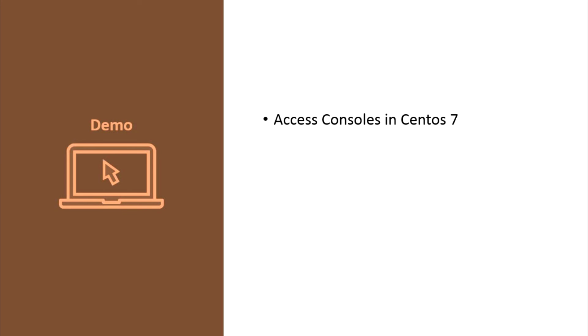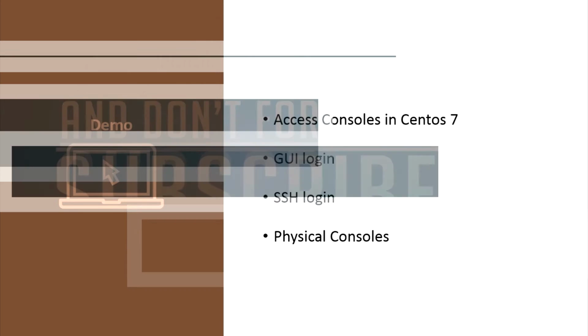We're going to jump into our first demo now. We're going to start accessing consoles in CentOS 7. We will be using the graphical login screen, so our graphical display manager. We'll also be looking at SSH login. We can do this both from Linux to Linux as well as from Windows to Linux. We'll be looking on the server at our physical consoles and seeing how many different physical consoles we might have. When you're ready, we will see you again right on our CentOS 7 machine.